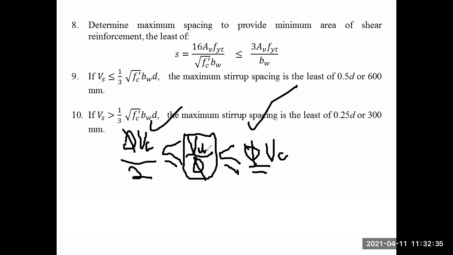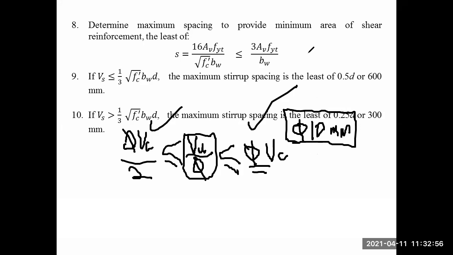So when phi is between these two zones, the difference is we don't calculate S, the spacing. We just choose minimum reinforcement. That means we choose phi 10. Why did we choose phi 10 for the legs?